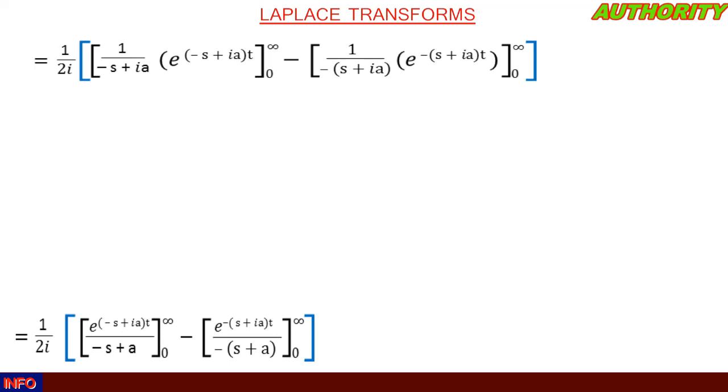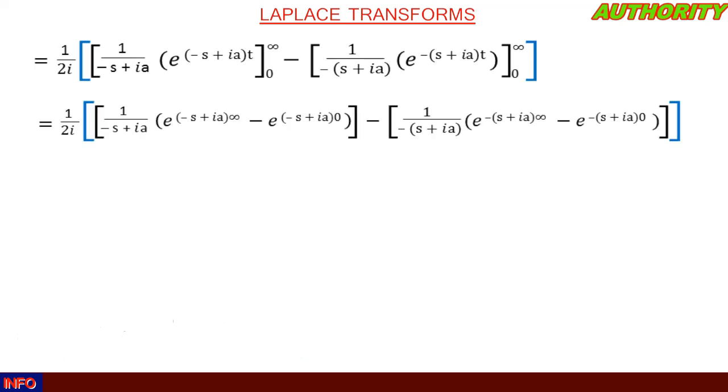So in doing so, we have 1 over 2i, open bracket, 1 over minus (s plus ia), open bracket, e raised to the power of minus (s plus ia) infinity, minus e raised to the power of minus (s plus ia) 0, close the bracket, minus open bracket 1 over minus (s plus ia), e raised to the power of minus (s plus ia) infinity, minus e raised to the power of minus (s plus ia) 0.